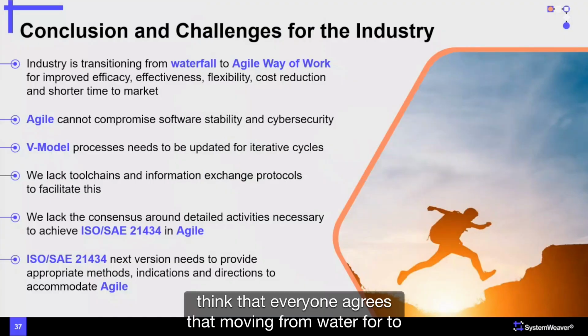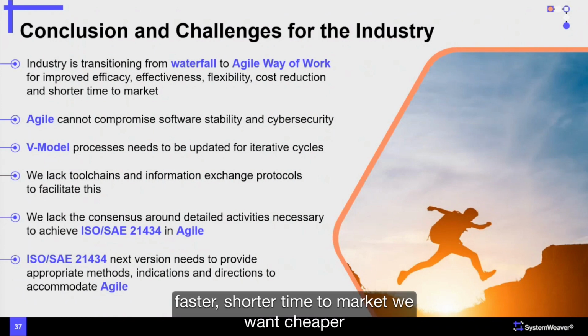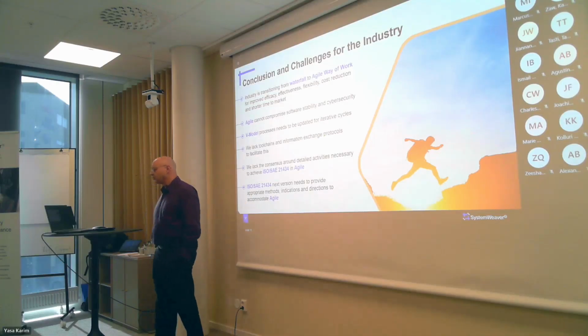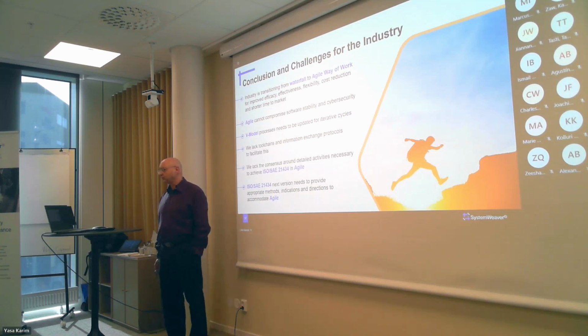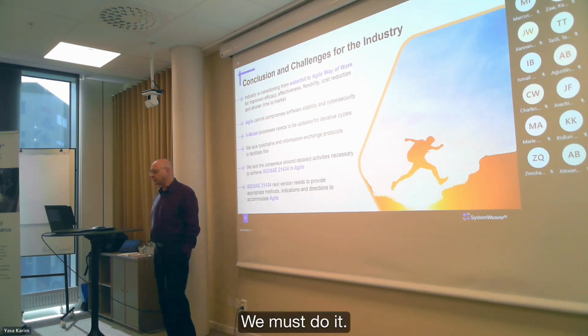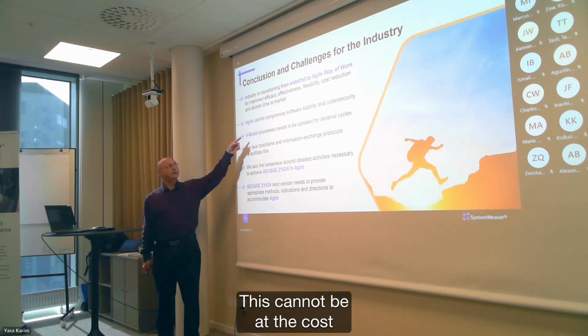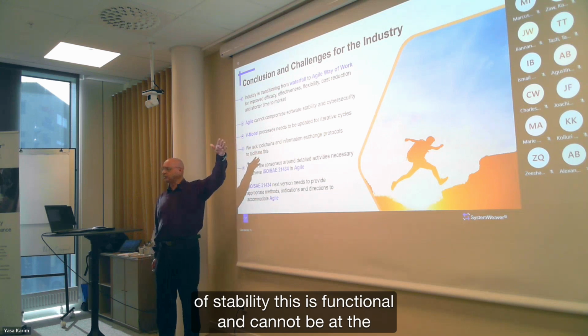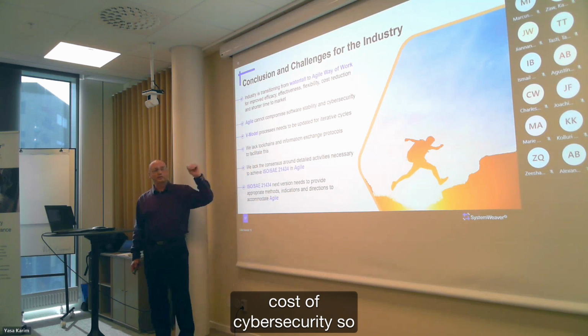I think that everyone agrees that moving from waterfall to agile is a fact, because we want faster, shorter time to market. We want cheaper products, cost reduction, flexibility. It has to be effective, efficient. We must do it. But this cannot be at the cost of stability. This is functional, and cannot be at the cost of cybersecurity.